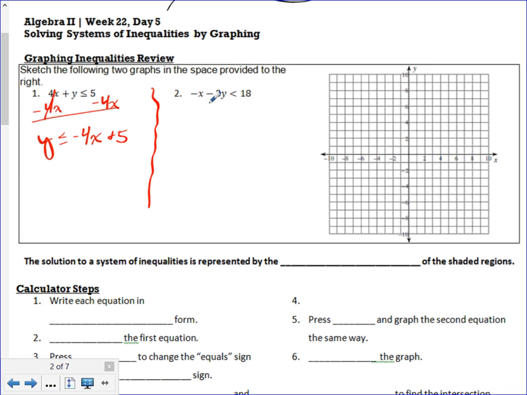Trying to solve for y. One more step. Divide by -3. Oh, okay. Flip the sign.